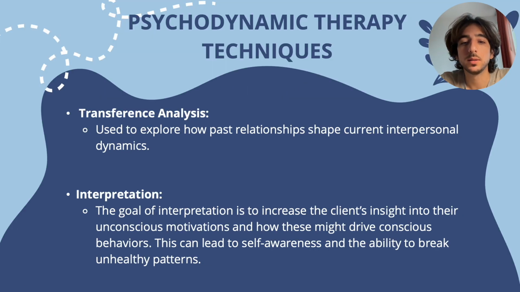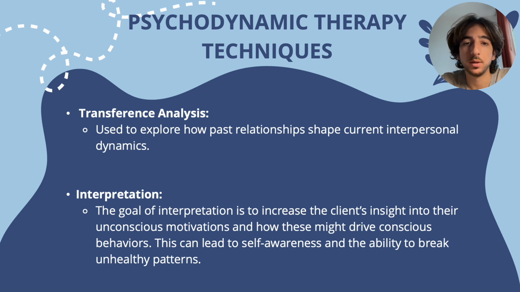Let's see now some of the techniques used in psychodynamic therapy, starting with transference analysis, which is used to help the client become aware of how their early relational patterns and expectations influence their interactions with others, including the therapist. It involves identifying and examining the emotional responses and attitudes a client projects onto the therapist, which often stem from unresolved relationships with significant people in their past.